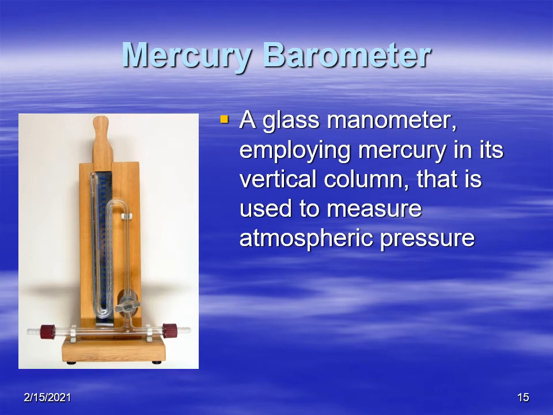There are different types of mercury barometers. First, we'll get through the definition of mercury barometer, and then we'll work our way into the different types of mercury barometers. So the definition of mercury barometer: it's a glass manometer that uses mercury in the column, and it's used to measure atmospheric pressure.